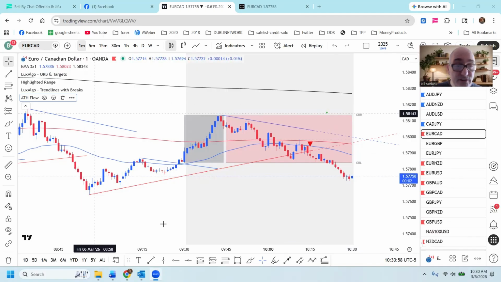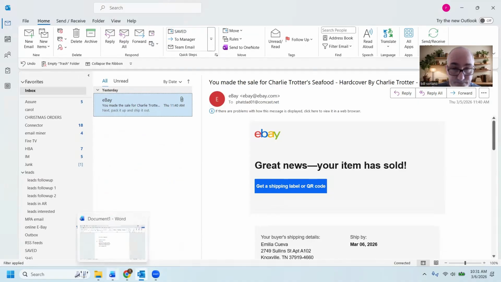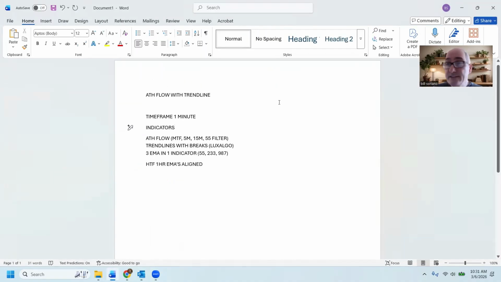So our new strategy is our ATTH Flow with the Trendline indicator added on. This is the indicator Michael just found. It's a LuxAlgo indicator. I've used a lot of LuxAlgo indicators over the years, and this one works very well. Now I'm trading on the 1 minute time frame. You can do the 5 minute if you want to.